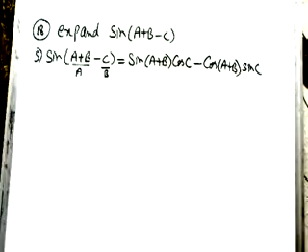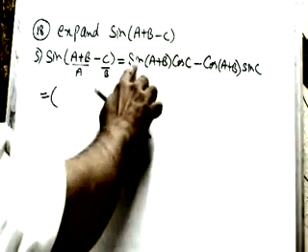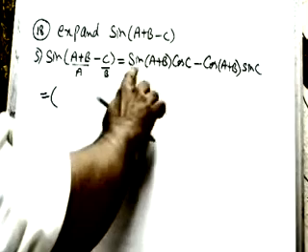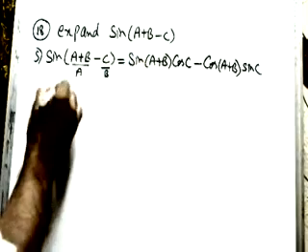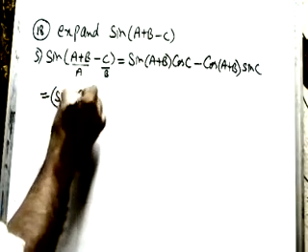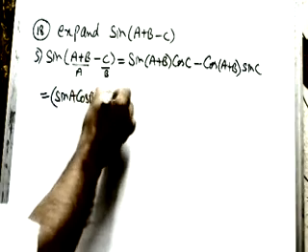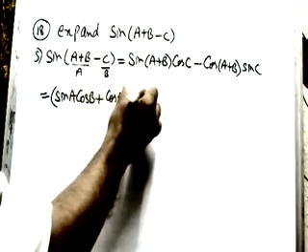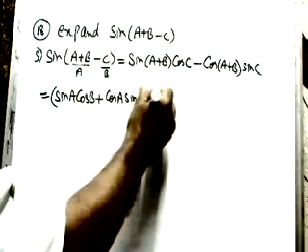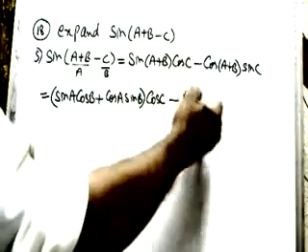So sin(A − B) is sin A cos B − cos A sin B. Now again we get the formula, the sin(A + B). Again you expand this sin(A + B). Sin(A + B) is sin A cos B + cos A sin B, bracket into cos C.